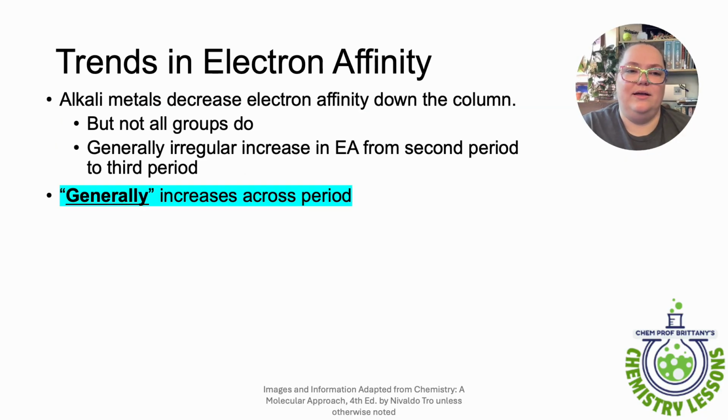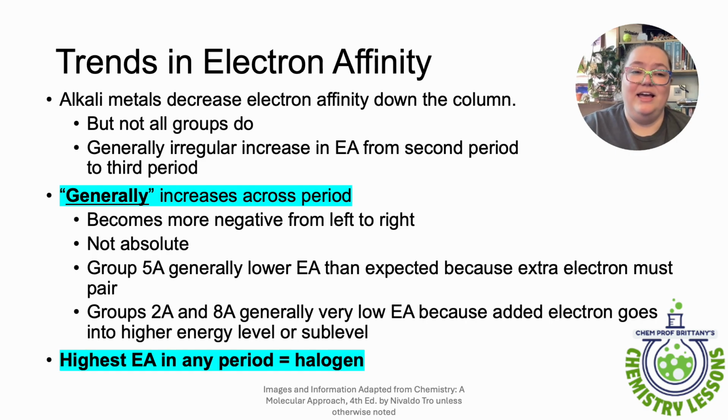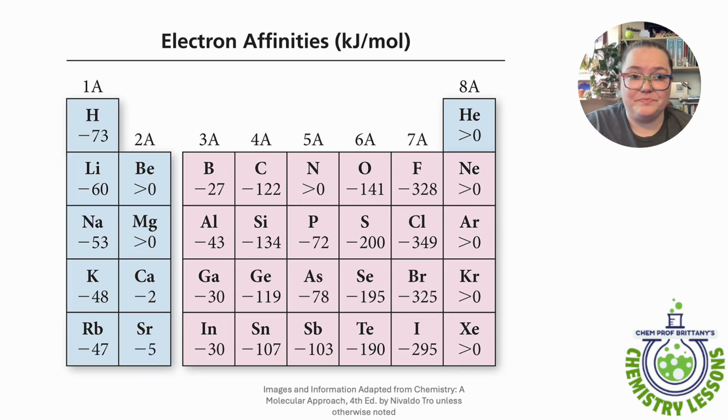So, all of this to say, basically, our alkali metals have a trend. They decrease as they go down the column. But this is only generally speaking, because this is the least reliable, the least consistent of the periodic trends. We do know that the highest electron affinity in any period is the halogen in that period. But yeah, we don't talk about electron affinity a ton in this class.